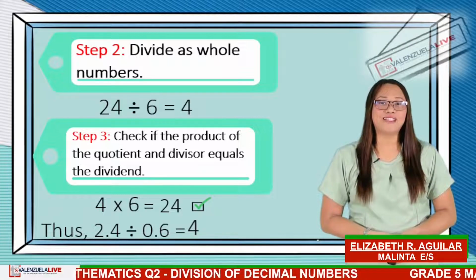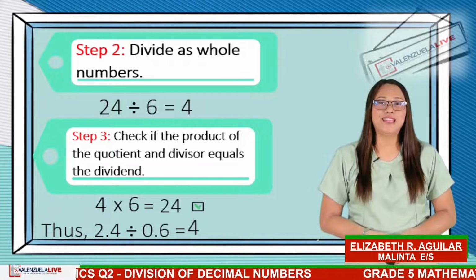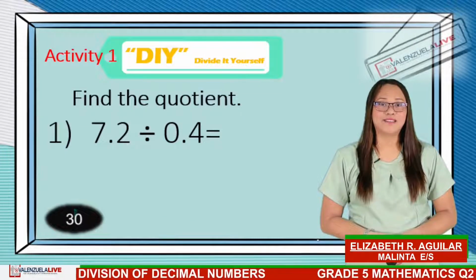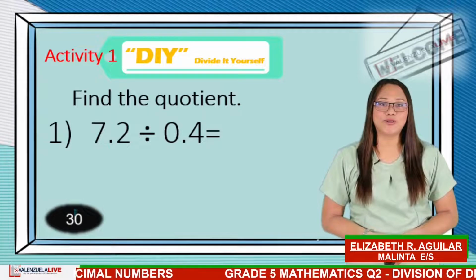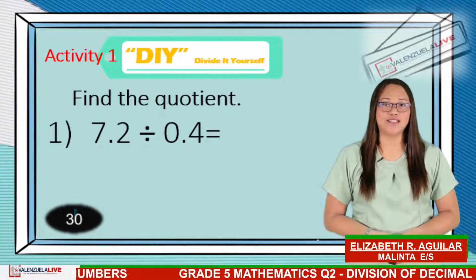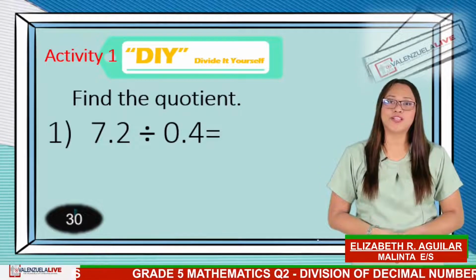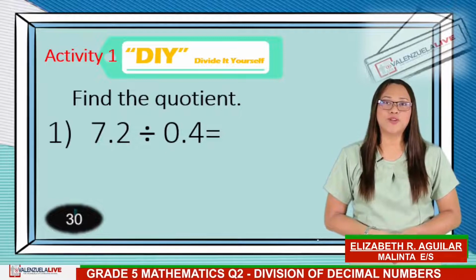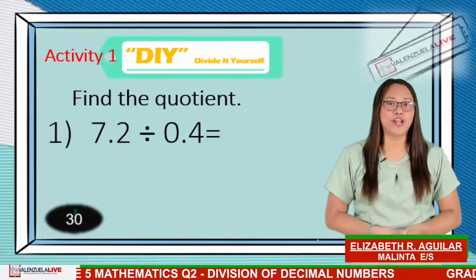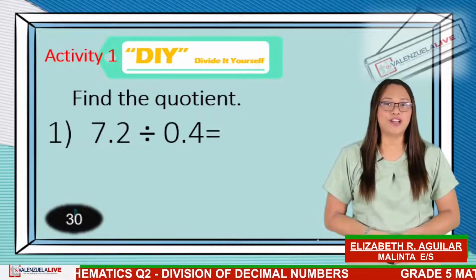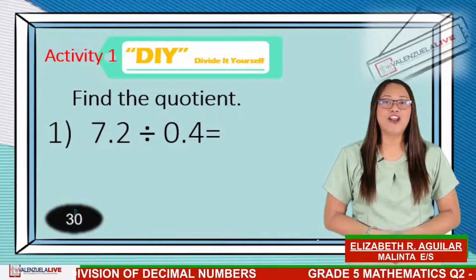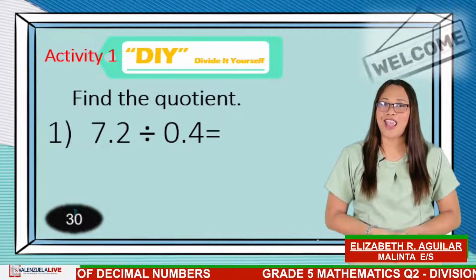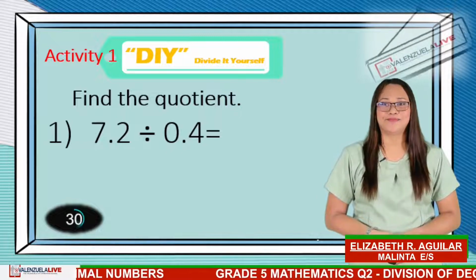Now, let's have this activity called DIY or divide it yourself. So I want you to find the quotient. I will give you 30 seconds for you to answer each number. So for number 1, we have here 7 and 2/10 divided by 4/10. Okay, 30 seconds.